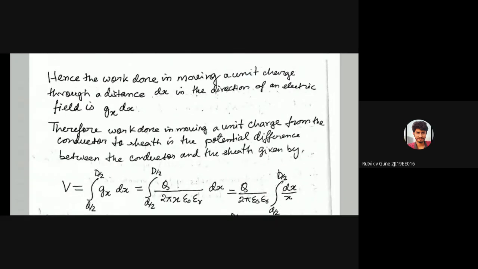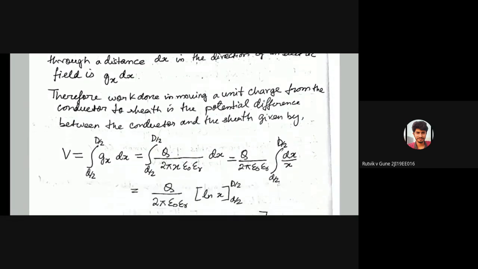Now what we need is the work done. The work done in moving a unit charge through a distance dx in the direction of the electric field is Gx into dx. Obviously, if we want the potential, it is the work done, that is the field intensity Gx multiplied by the distance traveled, dx. So Gx into dx gives our potential or the work done. Potential itself means the ability to do that work.